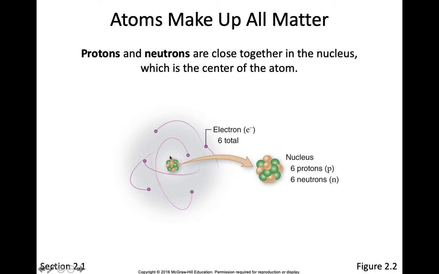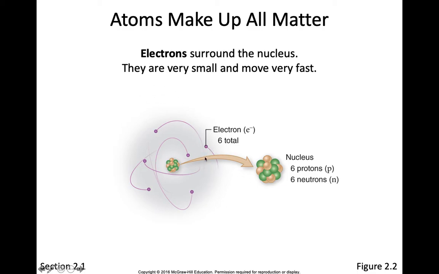They're grouped together in the middle with the electrons flying around the outside of them very, very quickly in something called an orbital. They move so quickly that we don't know where they are in space. You can just see kind of the cloud that they occupy. They move so fast you can't really see where they're at.